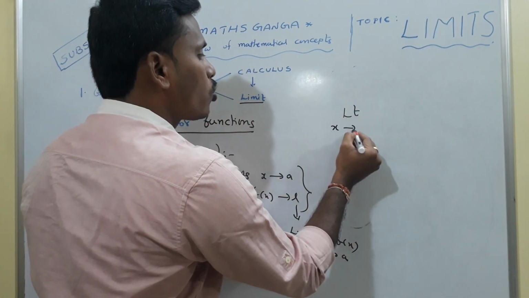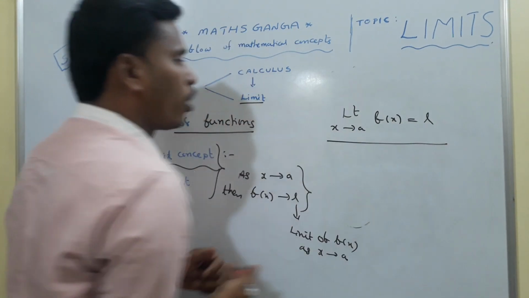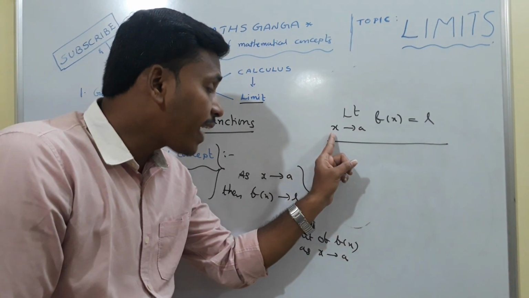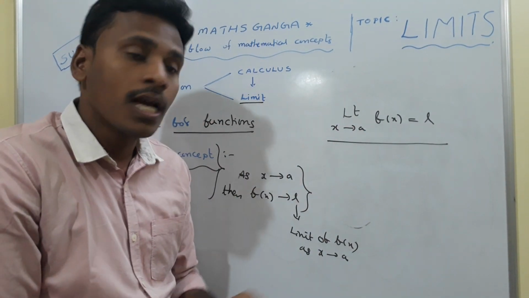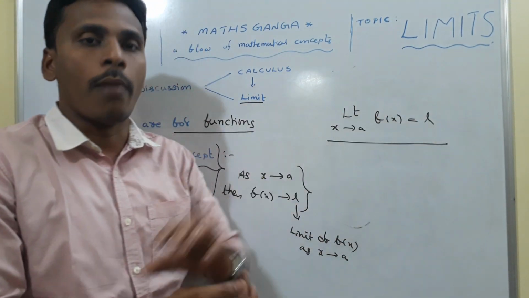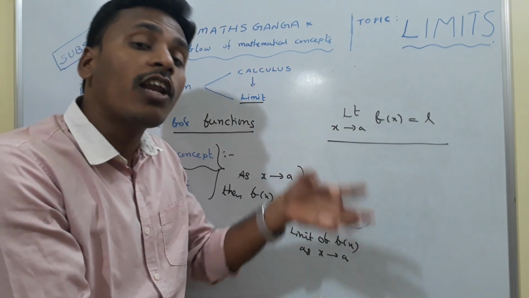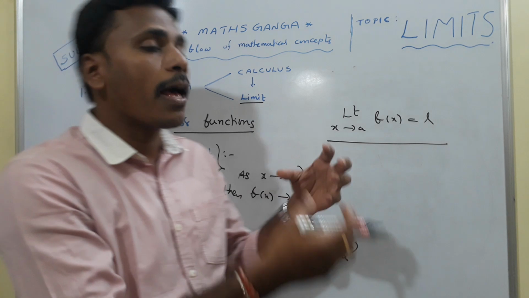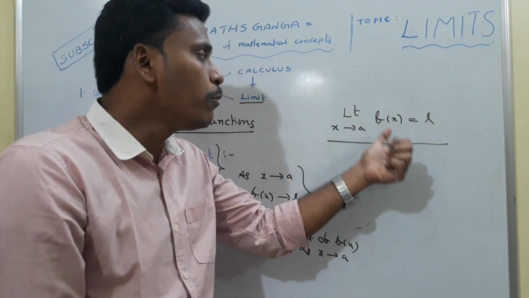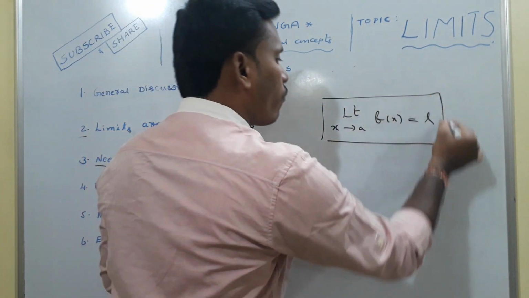Then coming to the notation, this definition is notated like this: limit as x tends to A of f of x equals L is just a notation for the definition of limit. It explains to us that as x is approaching A in the domain, f of x is approaching L in the codomain. That is, as x is approaching A from either of the sides, f of x is approaching L from either of the sides. Then L is the limit of f of x as x is approaching A.